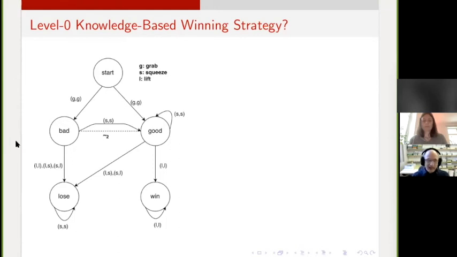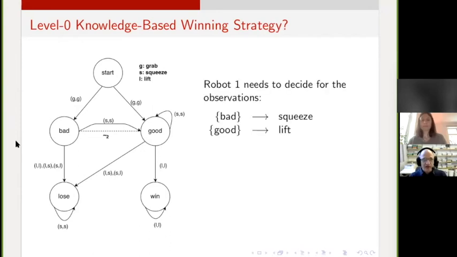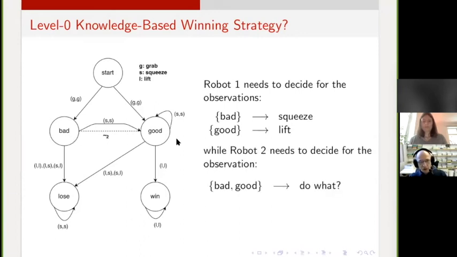And then it's easy to see that there cannot be a winning strategy profile. Robot 1 obviously has to squeeze when in bad and lift when in good. The same holds for robot 2, but robot 2 cannot distinguish the two. So robot 2 in a level 0 knowledge-based strategy has to pick one action for the observation bad or good, but it has to be squeeze in bad and lift in good. So we see that there is no winning choice for a level 0 strategy for the team. Any questions about this?